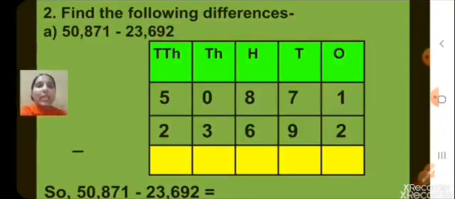Now let's move to the next question. Question number 2 is, find the following differences. Two numbers, the minuend and subtrahend, have been given. We have to find the difference. So the minuend here is 50,871 minus the subtrahend, which is 23,692. So let's start from ones column, start from ones place.